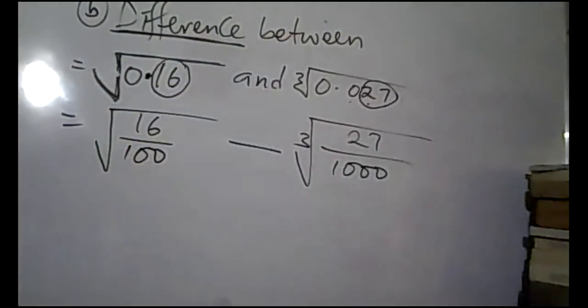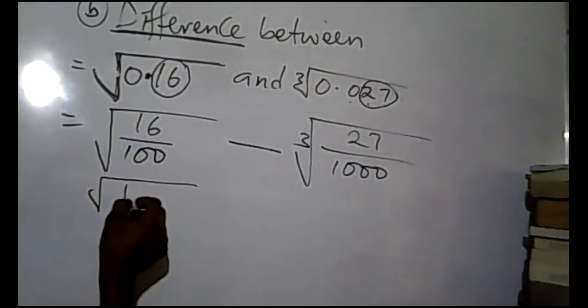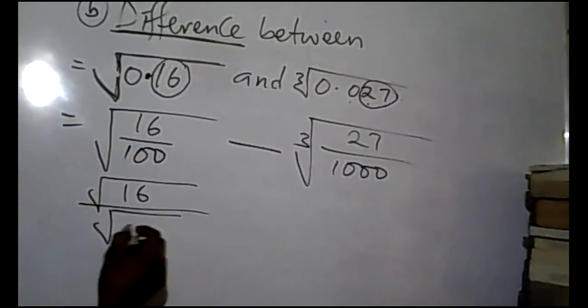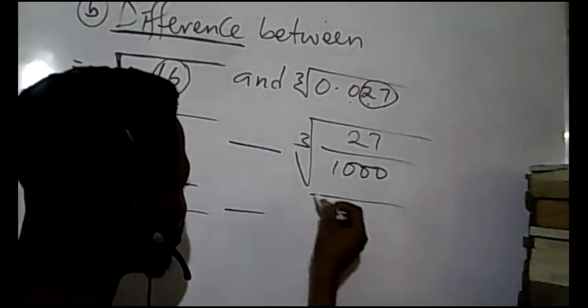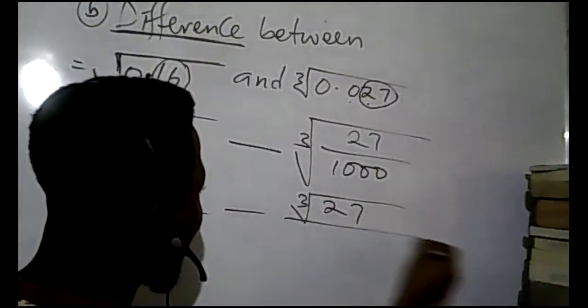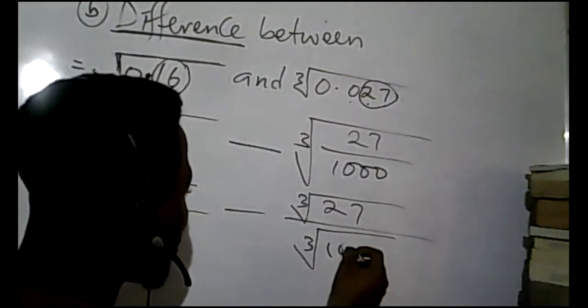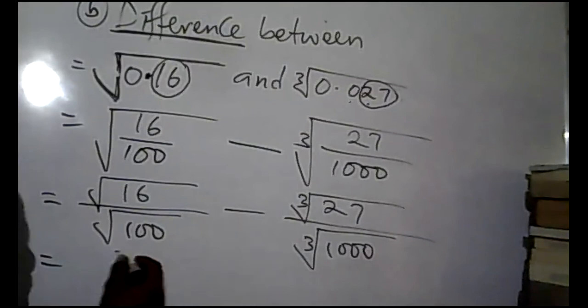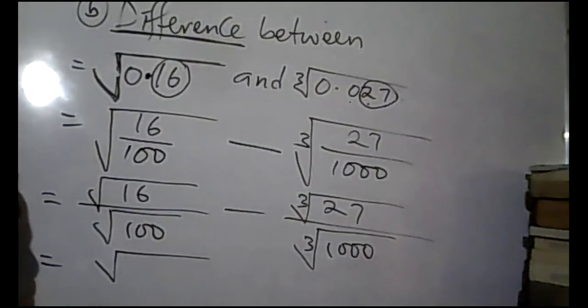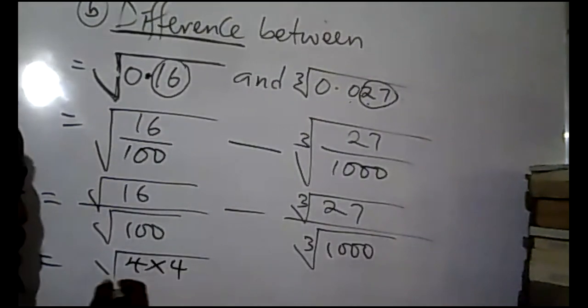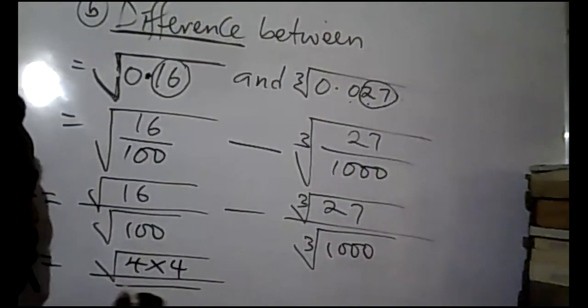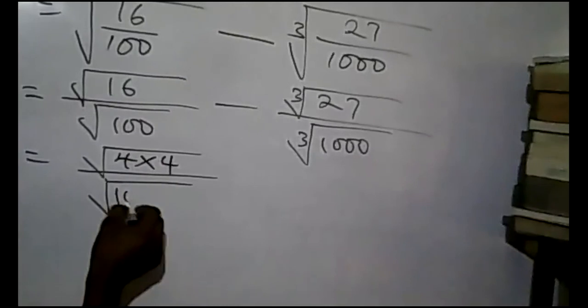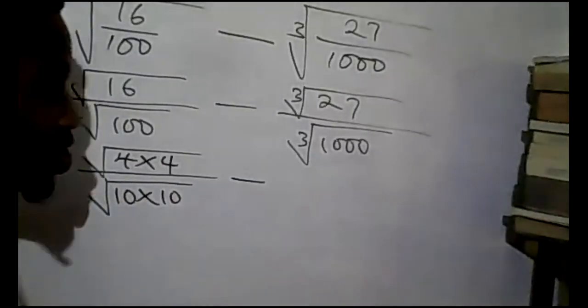So, we can now find the square root of 16 and the square root of 100, the square root of 100 minus the cube root of 27 and the cube root of 1000, separately. Now, that's quite easy. We have done this before. We know that square root is a number that multiplies itself 2 times to get a particular number. What number multiplies itself 2 times to get 16? That is 4 times 4 over. And what number multiplies itself 2 times to get 100? That is 10 times 10 minus, you see that?